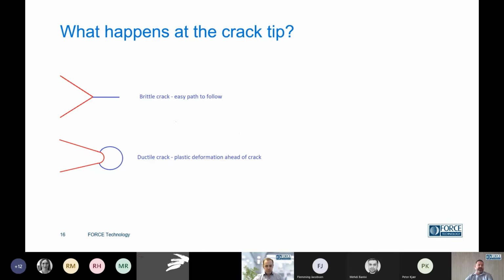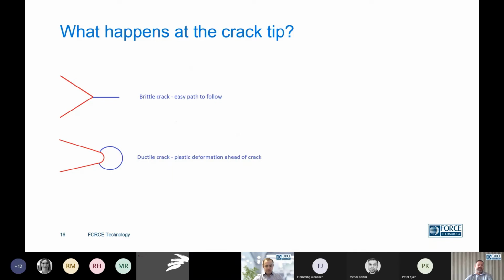Now the red is the crack, and that blue circle represents the area in front of the crack. So a brittle crack is a straight line. It's very fast. The energy needed to propagate the crack, to make the crack grow, is not a lot.